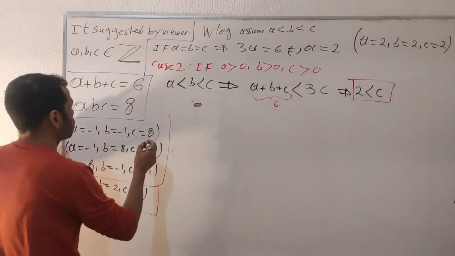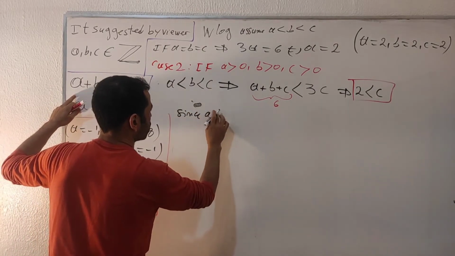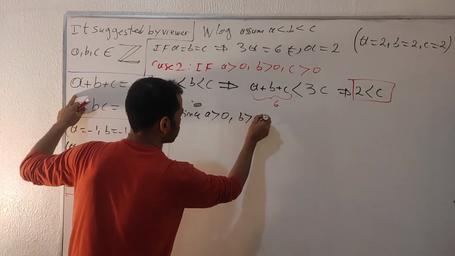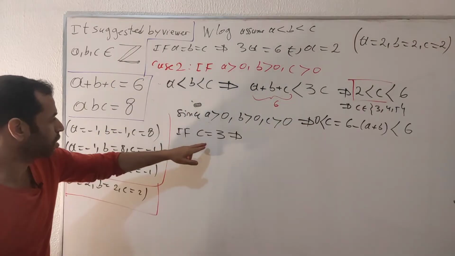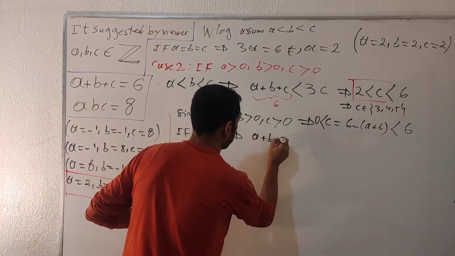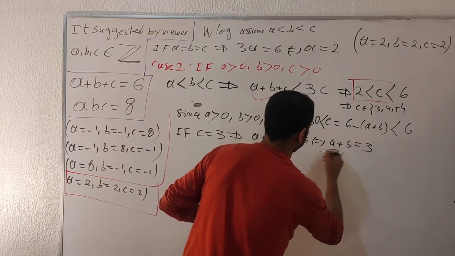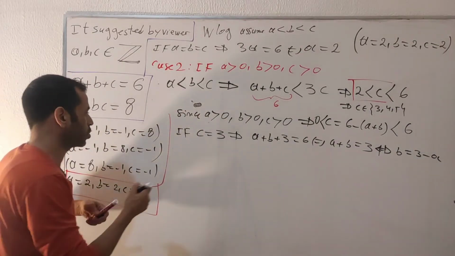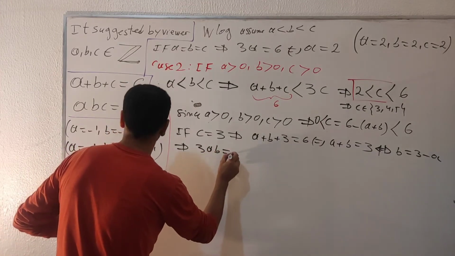So since A is strictly inferior than 0, and B is strictly inferior than 0, and C is strictly inferior than 0, this one is telling us, taking this value of C and inserting it in both equations, I get A plus B plus 3 equals 6, which is equivalent to A plus B equals 3 by taking 3 to the right. Taking this value of C and inserting it into the second equation, I get 3AB equals 8.